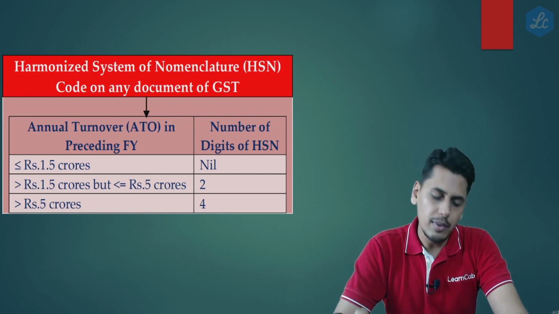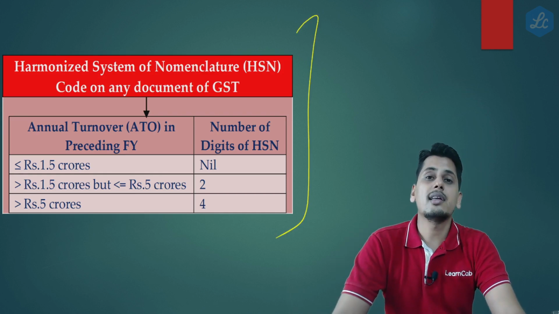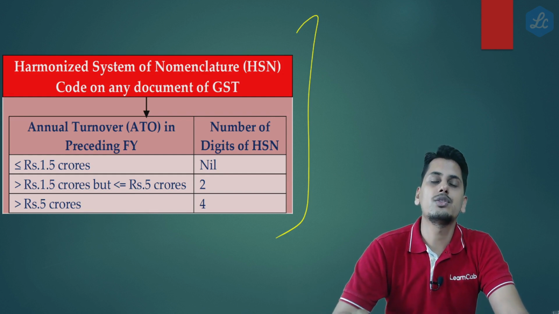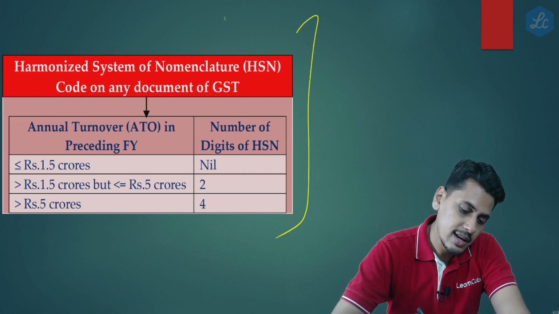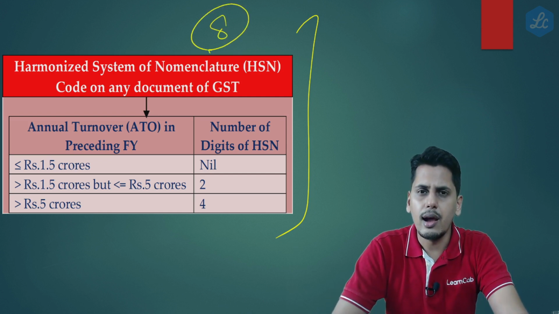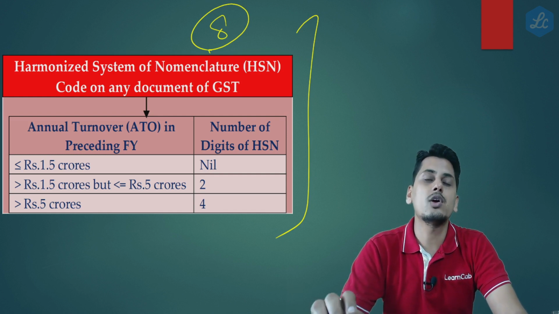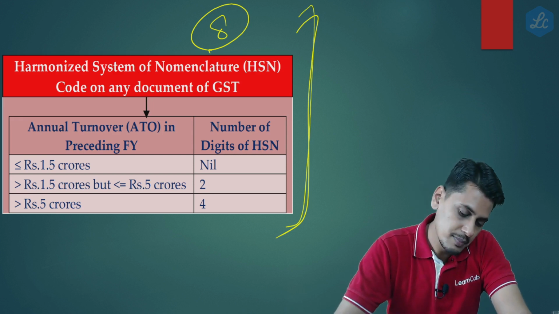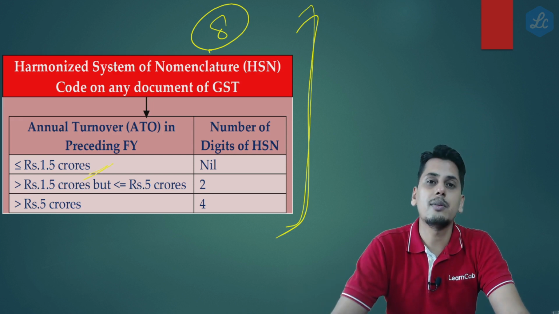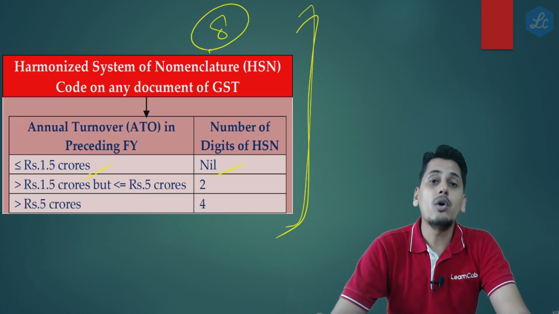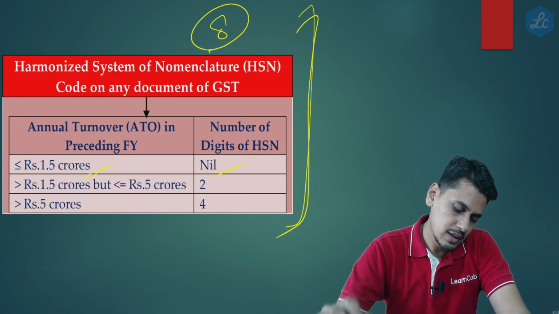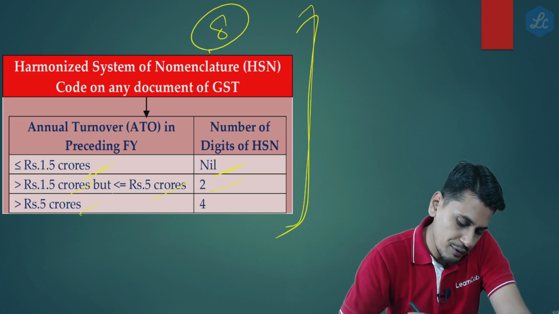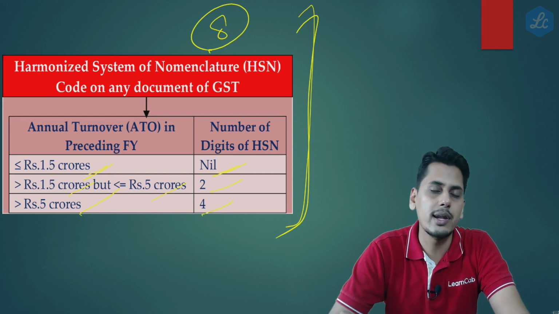Friends, the next amendment is with regard to HSN codes. The contents of tax invoice and the contents of bill of supply require that HSN code needs to be mentioned on these documents. Now friends, HSN code is an 8-digit number. Out of this 8-digit number, how many digits are required to be mentioned? The position prior to amendment was something like this. If the ATO in the preceding financial year is up to 1.5 crores, no HSN is required to be mentioned on the document. If it is greater than 1.5 but up to 5 crores, the first 2 digits were required to be mentioned. If it is greater than 5 crores, the first 4 digits were required to be mentioned.